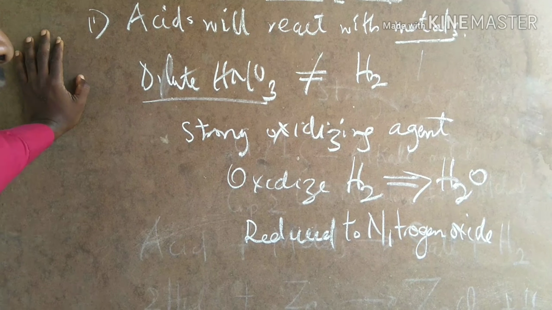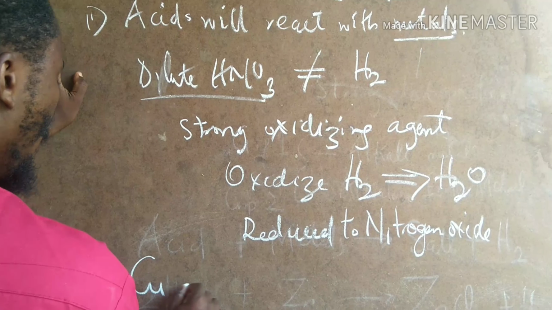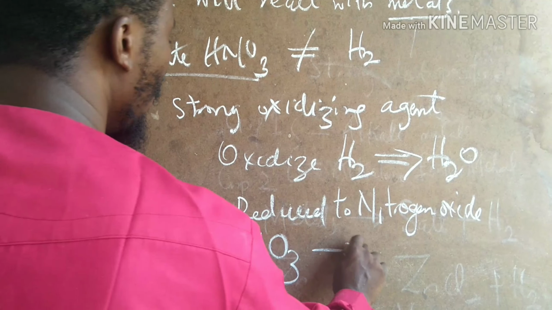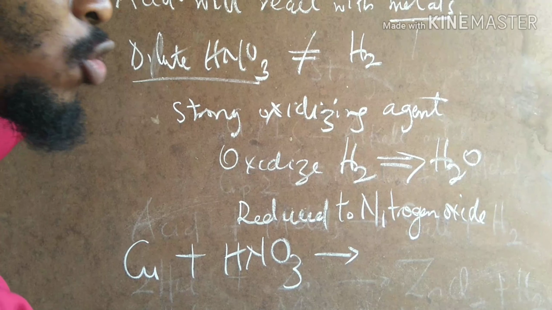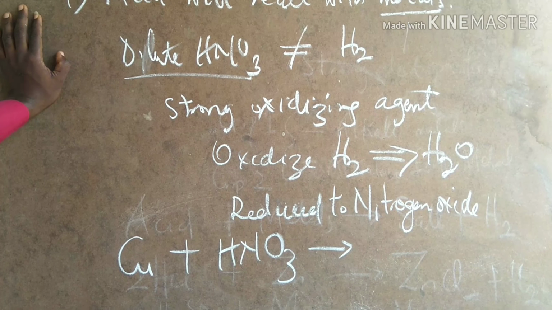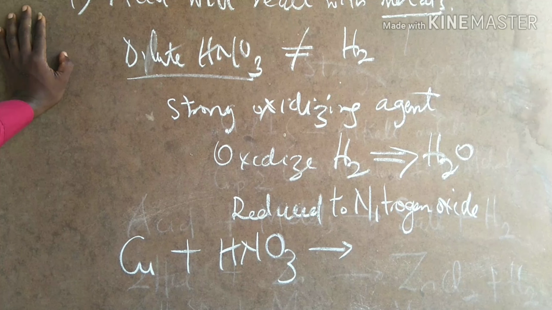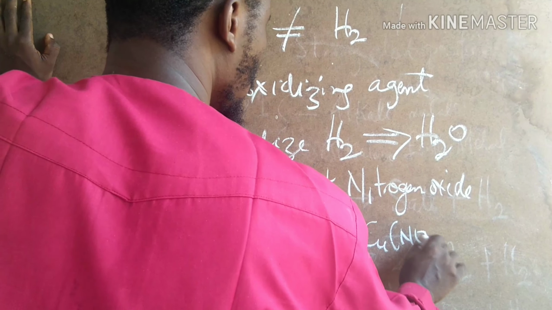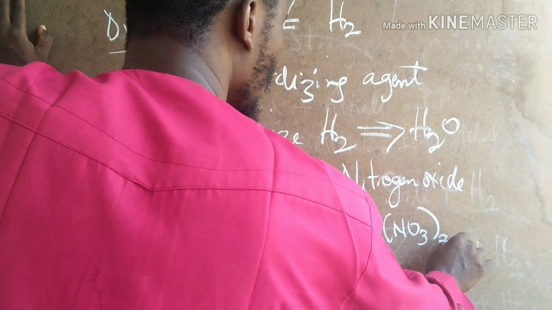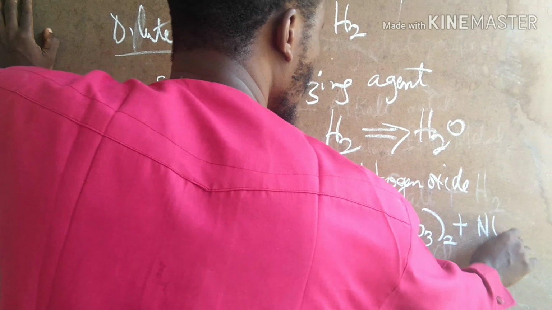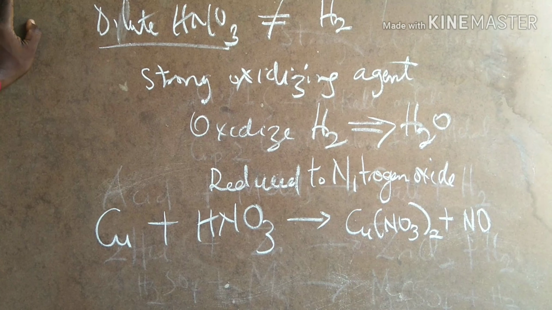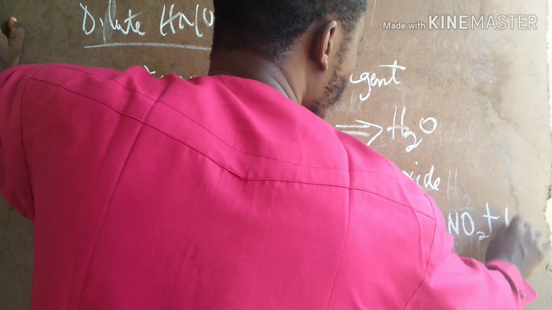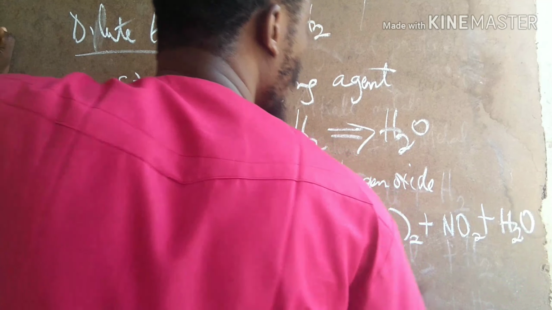So let us take, for instance, copper, you react it with HNO3. Your expectation is what? You are expecting to get salt and water. No, you will get salt, copper nitrate, plus nitrogen oxide. Nitrogen oxide plus what? Plus water. Is that clear now?